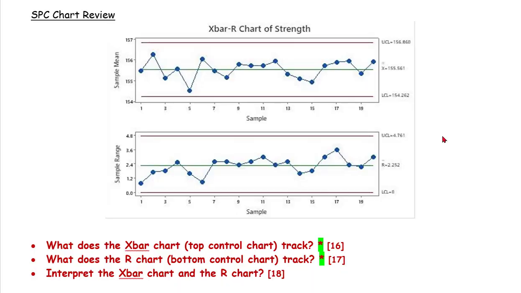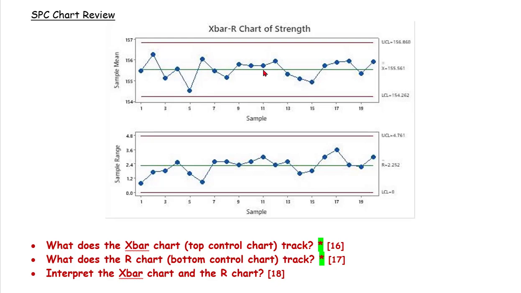Before we go on, let's just quickly review the SPC charts. What does the X bar chart track? X bar tracks average, because X bar is just another name for average. It tracks how the center of my distribution shifts. What does the R chart track? It tracks my variability, essentially how wide my tails are and how that changes over time.